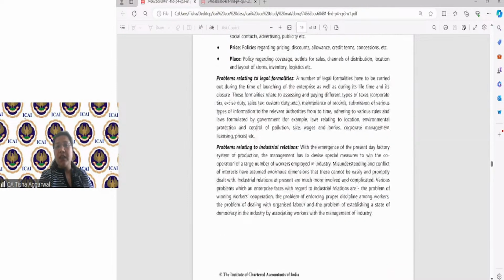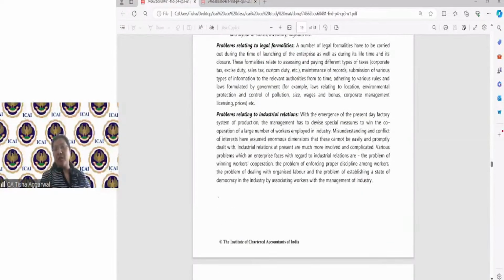Next is problem relating to the legal formalities. What are the number of legal formalities that we have? What is the time of launching the enterprise? You have to understand that there are a lot of things. And with the advancement of technology, etc., the maintenance of records, everything is getting integrated. There are a lot of rules and regulations which are to be followed. What will be the control of pollution? What will be the size, the wage and bonus, etc.? These are all problems relating to the legal formalities.